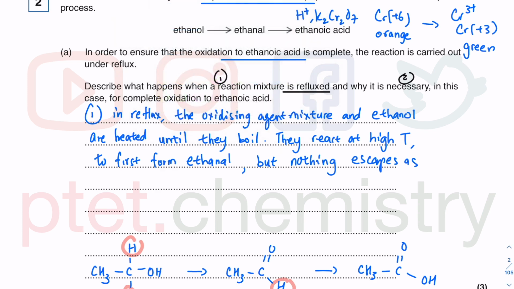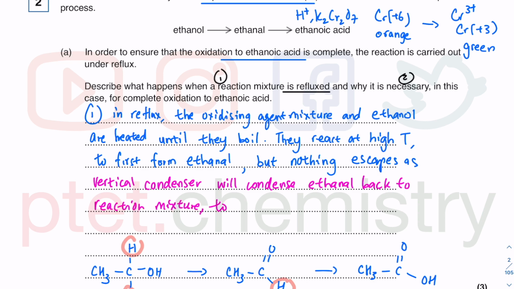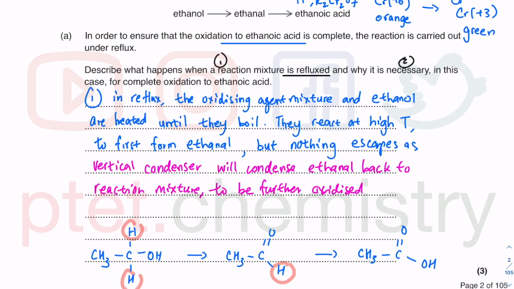So your condenser is not set up sideways. A vertical condenser, or condenser placed vertically, will condense the ethanal back to the reaction mixture, and therefore it can be further oxidized all the way. Further oxidation means you keep on losing the hydrogen even on the aldehyde, which cannot escape because it's a reflux apparatus, to your ethanoic acid.